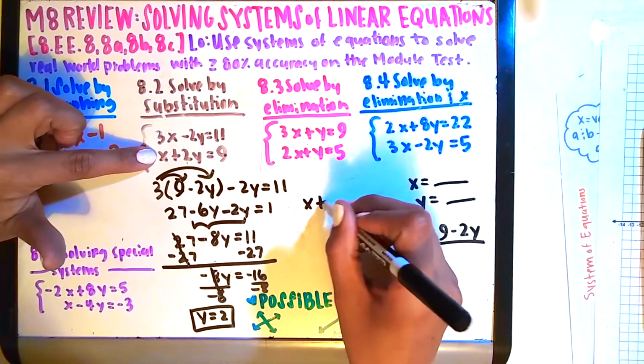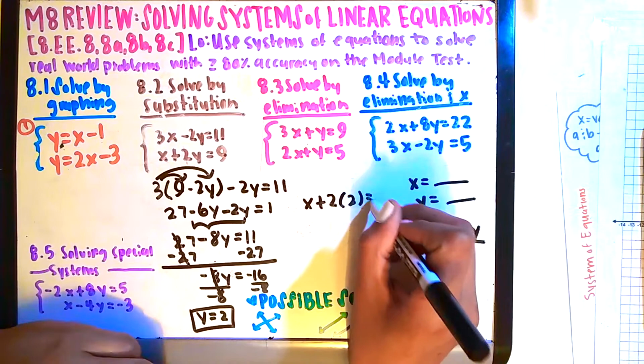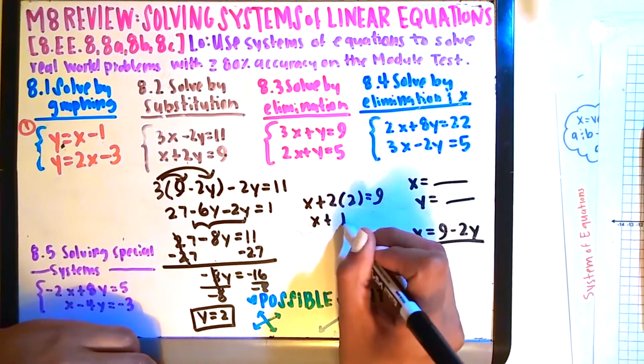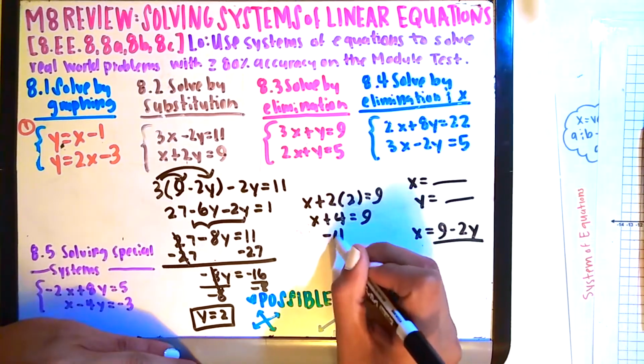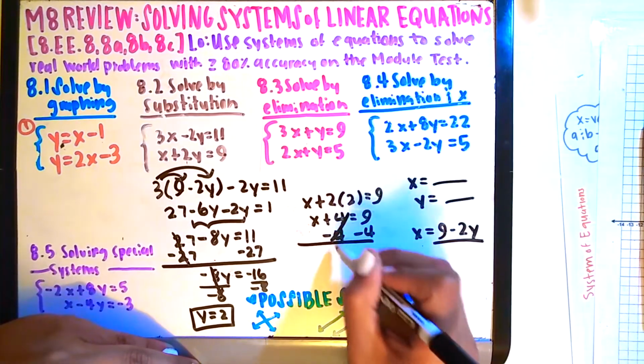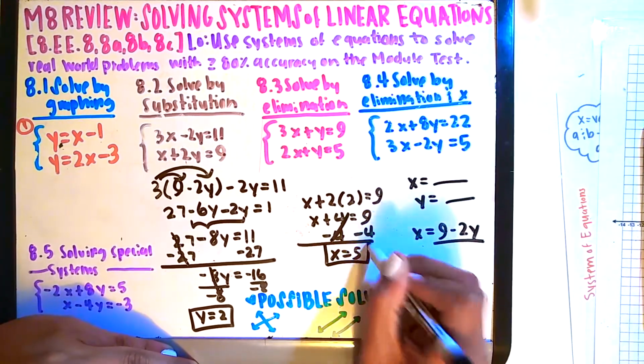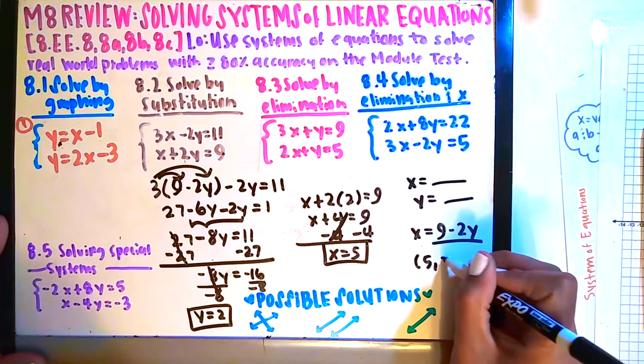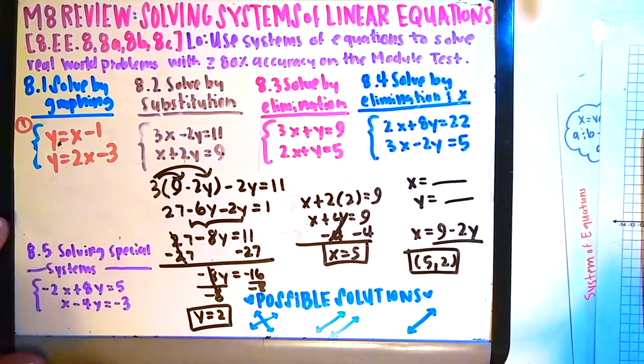So x plus 2 times 2 equals 9. So that will be x plus 4 equals 9. Subtract 4, cancels that, x equals 5. So then my point of intersection is going to be 5, 2. Let's see if that's true.